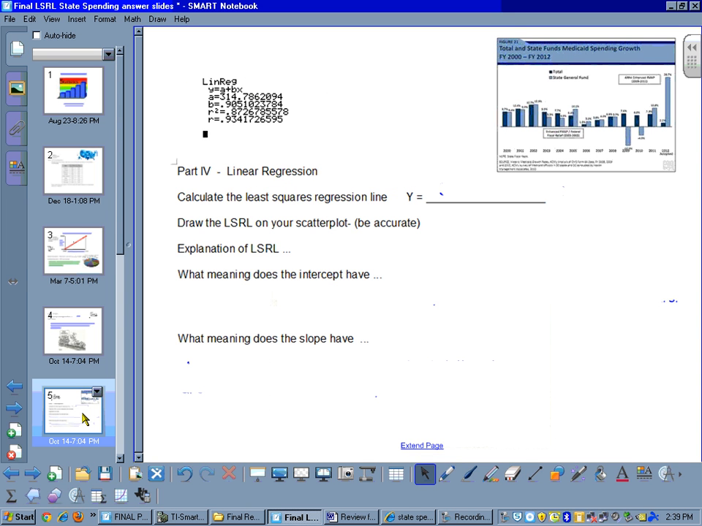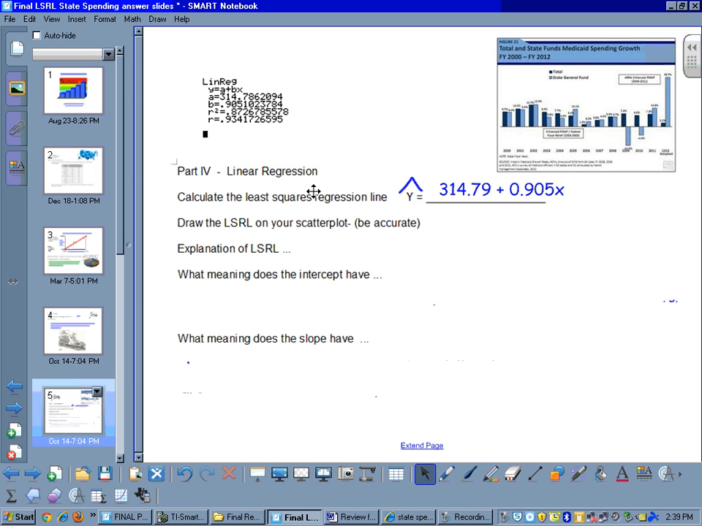Using more information on this screen, I am going to calculate the least squares regression line, which in this case will be y equals 314.79 and a slope of 0.905x. Please remember to put your hat on the y values.